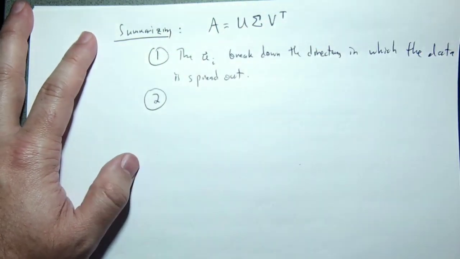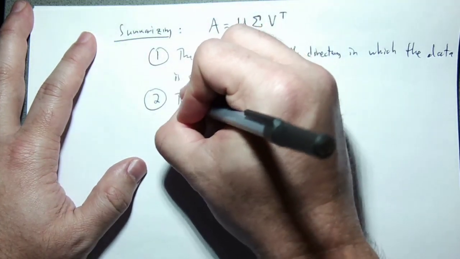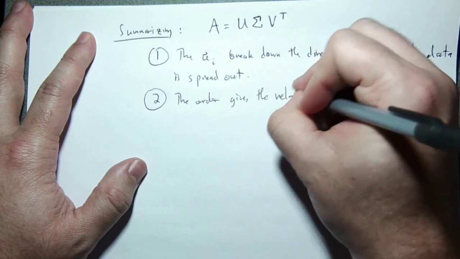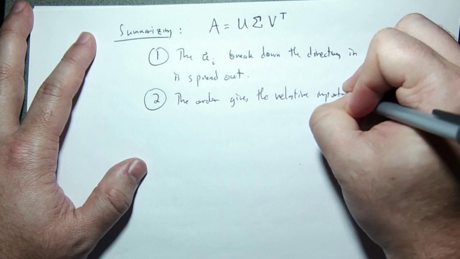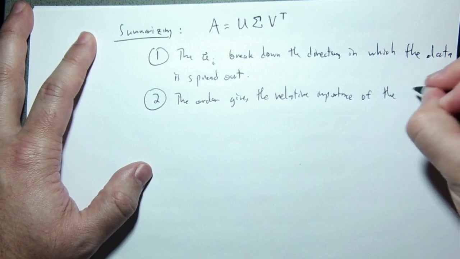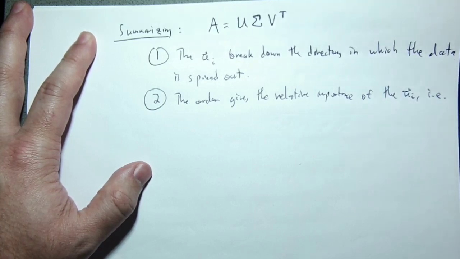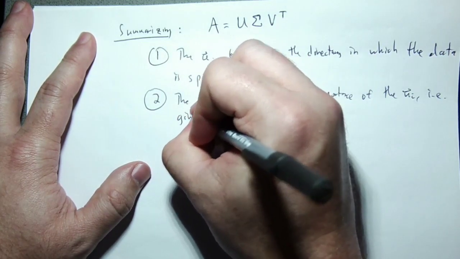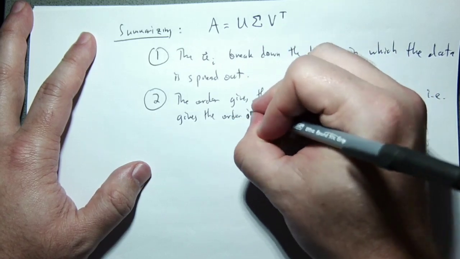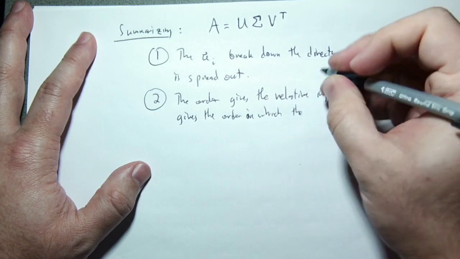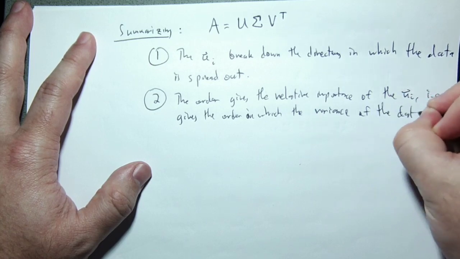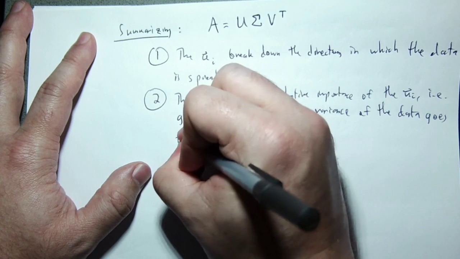All right. So secondly, the order gives the relative importance of the u sub I, i.e. gives the order in which the variance of the data goes from largest to smallest.